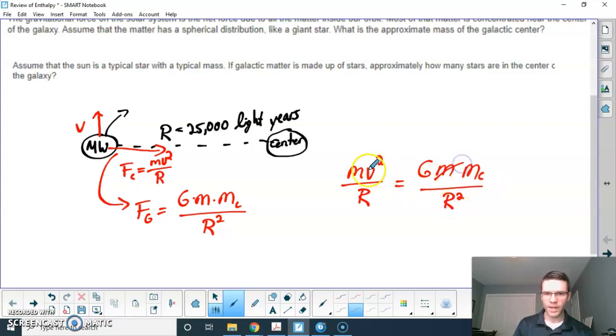Well, the mass of the Milky Way galaxy is going to drop out of here, and you know what this value is, the v. It's given to you in the problem. You know r, we solved that earlier. We know r here, and we know what big G is, so we can solve for what that mass at the center must be, and that'll allow you to answer the last two parts there.